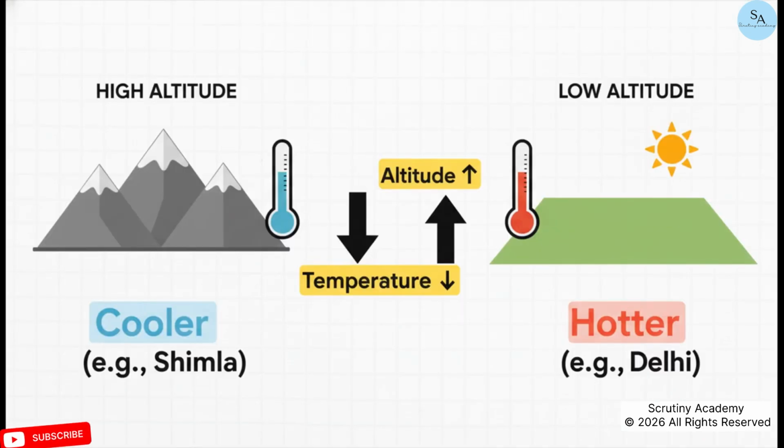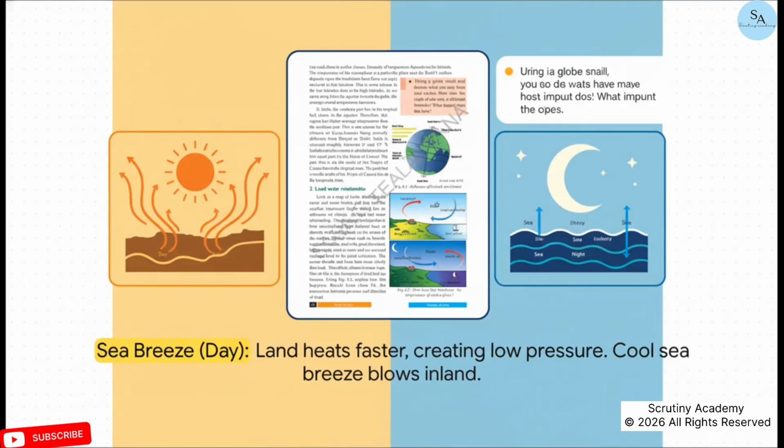Next, A for altitude. This one's super easy to remember. The higher you go, the cooler it gets. It's a simple inverse relationship, right? That's exactly why everyone loves escaping to hill stations like Shimla or Ooty when the plains are scorching hot in the summer. Okay, now for the second L.